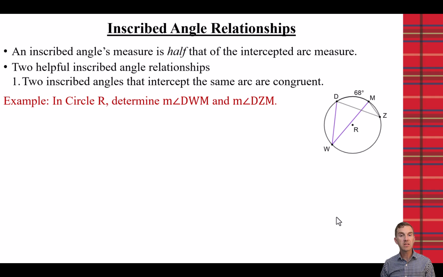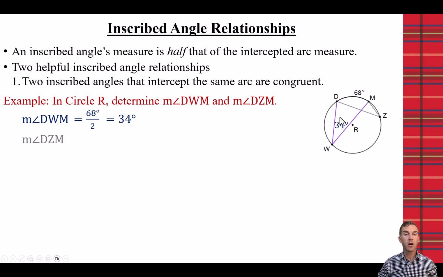So say that I have these two angles, DWM and angle DZM, and I want to know what are their angle measures. Well, what I can see here is that they're opening to this arc DM, and it has a measure of 68 degrees. So let's start with DWM. Based on this original relationship, it has to be half of the arc measure. So half of 68 will be 34 degrees. And also the DZM opens to that same arc, so it has to be equal to the angle measure that I just found for DWM. Therefore, it must also be 34 degrees.